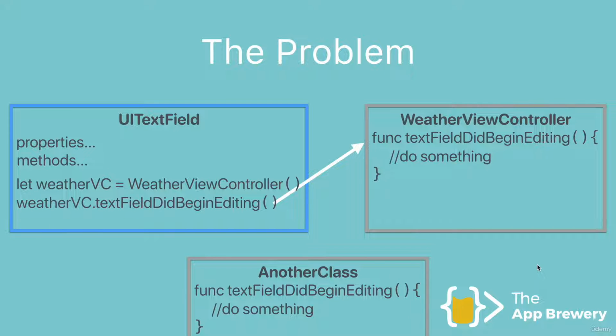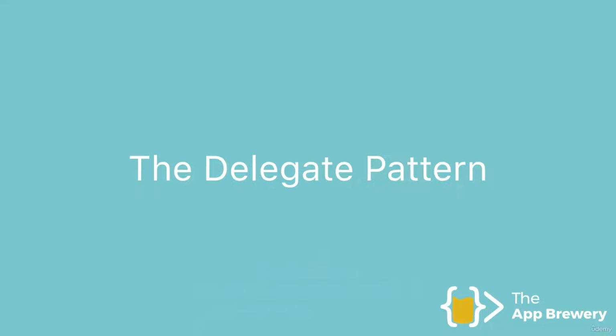So this is kind of the problem, right? We want our text field to be maximally reusable. And in order for it to do that, it can't know about any future custom classes that are created. It has to somehow be able to let any class that uses it know when it detects, for example, that editing has begun, but it can't know the identity of these classes that use it. So what's the solution? Well, one solution is the delegate pattern.